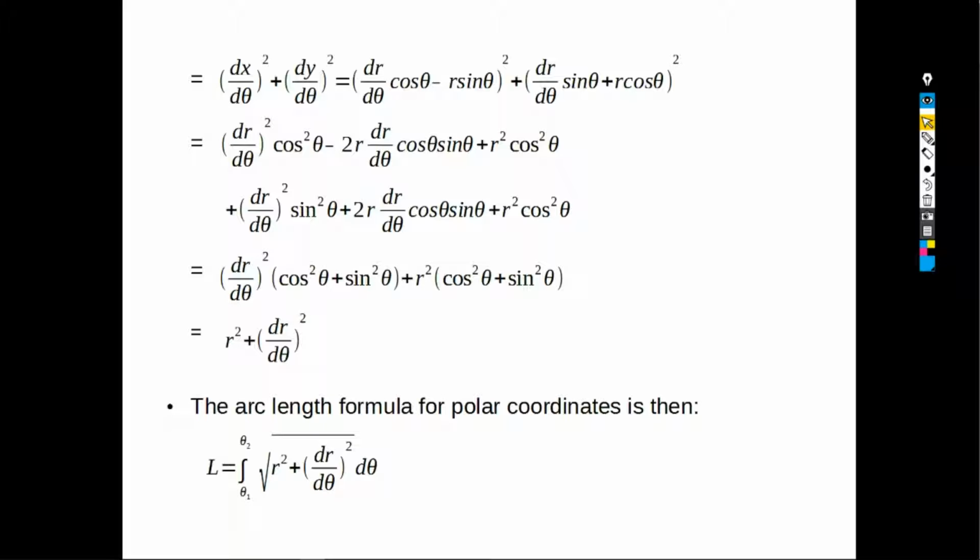This is what we were looking for, and now we plug it back into the parametric equation for arc length and find polar coordinate arc length, which is the integral from theta 1 to theta 2 of the square root of r squared plus (dr over d theta) squared d theta.